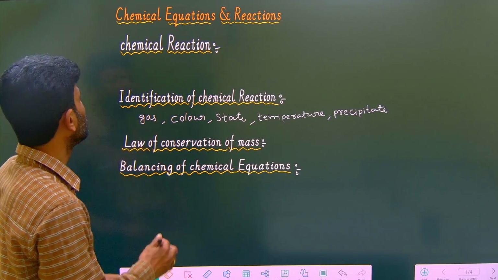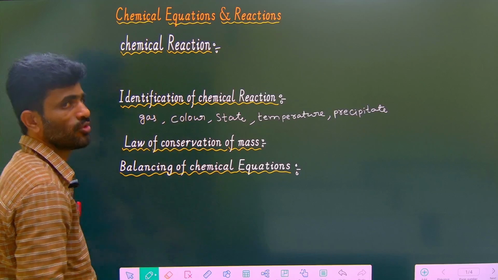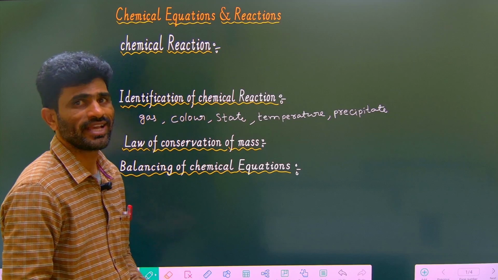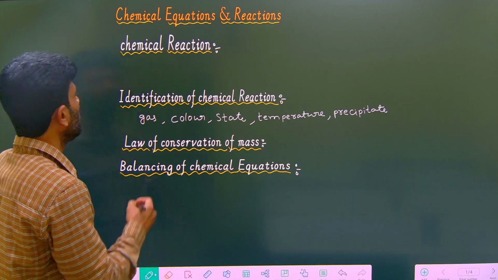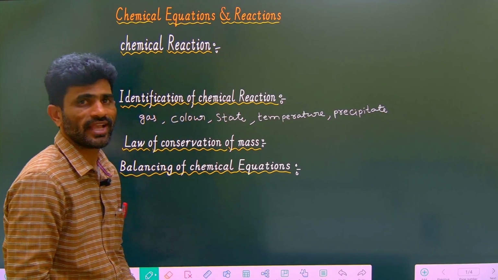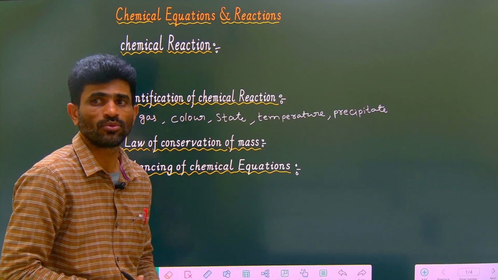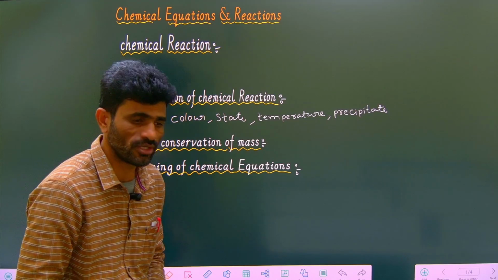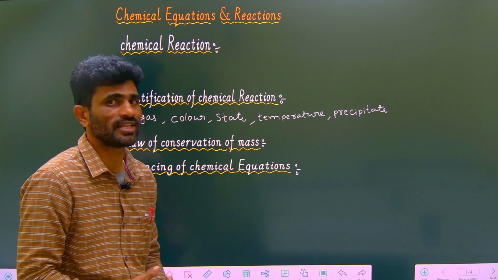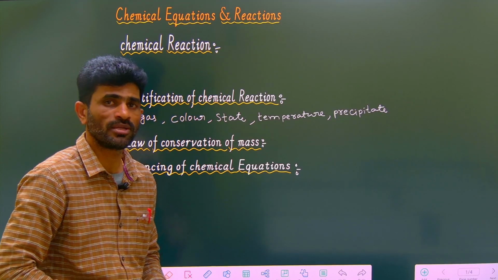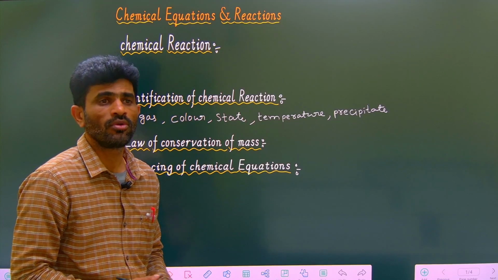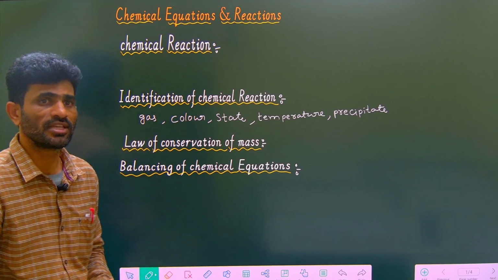Then we have to discuss how we represent this chemical reaction in symbolic form. The representation of a chemical reaction in symbolic form is called a chemical equation. Let us take one example. Generally we explain a reaction in words. When sodium reacts with water, sodium hydroxide and hydrogen gas are formed. This is the chemical reaction. This information should be represented in the form of an equation.